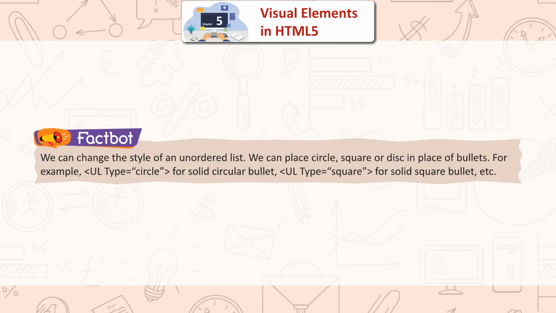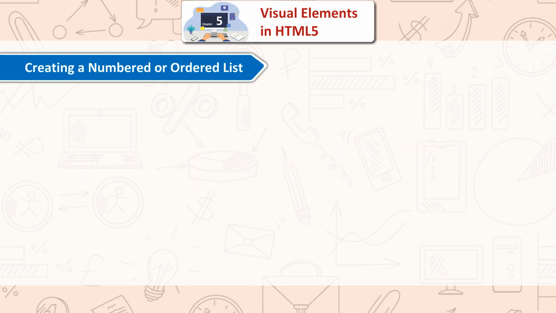Factbot. We can change the style of an unordered list. We can place circle, square, or disk in place of bullets. For example, UL type is equal to circle for solid circular bullet. UL type is equal to square for solid square bullet, etc.